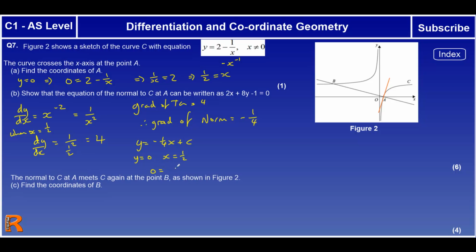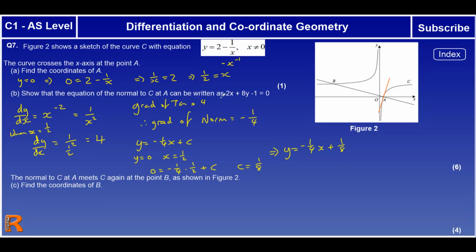So 0 equals minus a quarter times a half plus this constant. A half times a quarter is an eighth, so it's minus an eighth, so c must be equal to 1/8, because we need to take the minus eighth over to the other side to make plus eighth. So that gives us y equals minus a quarter x plus 1/8.